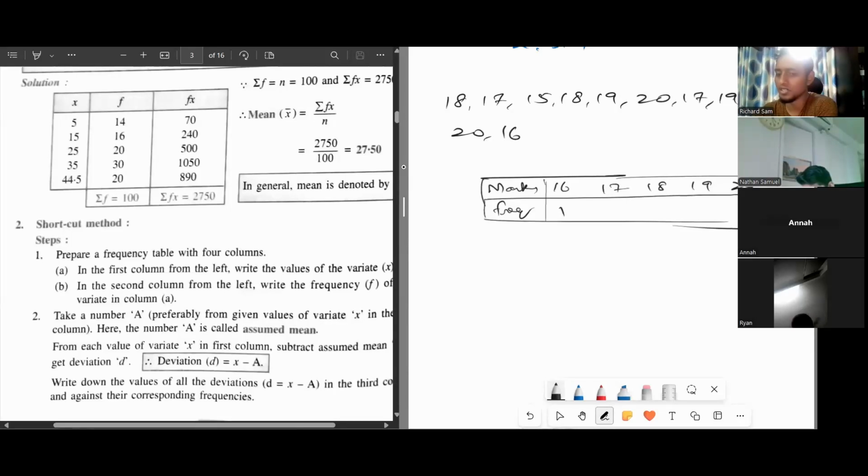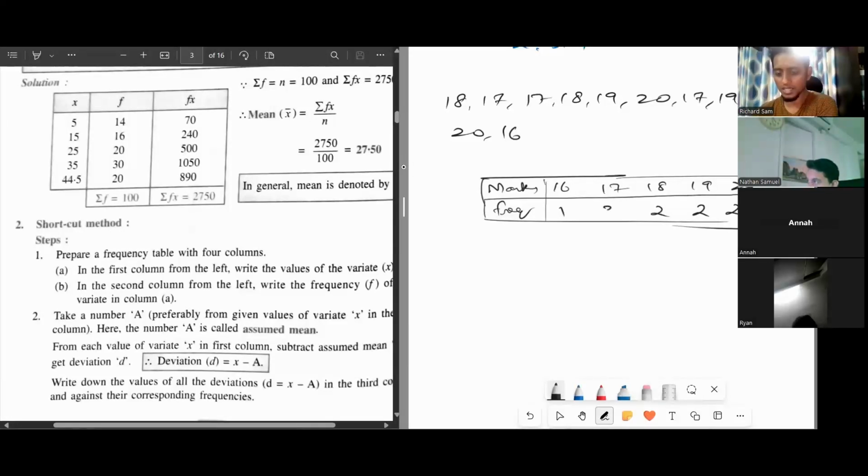Now, how many people got 16 marks from this list? Only one. How many got 17 marks? Two. How many got 18 marks? How many got 19? How many got 20? Oh, everything is two. See, we missed something. This is adding up to only 9. There are 10 people, no? Oh, 15 we didn't write. Let me change that 15. I'll make it 17. So now 17 is how much?